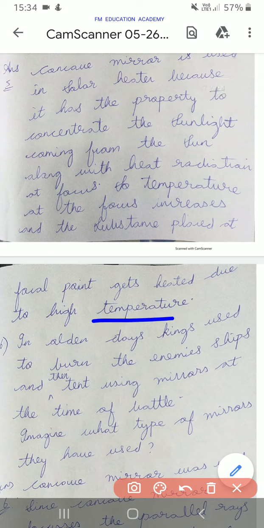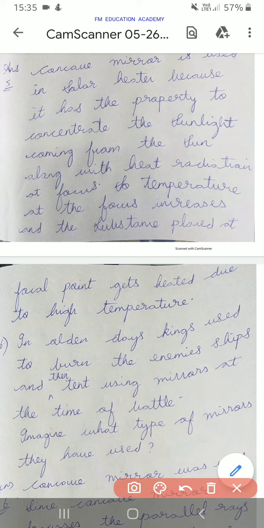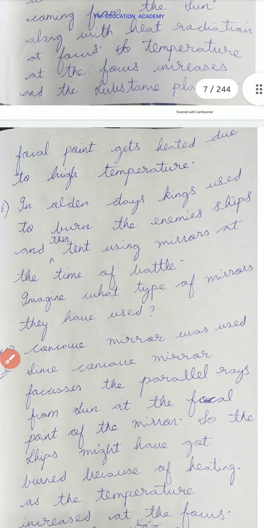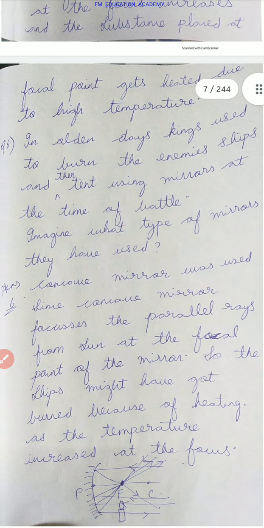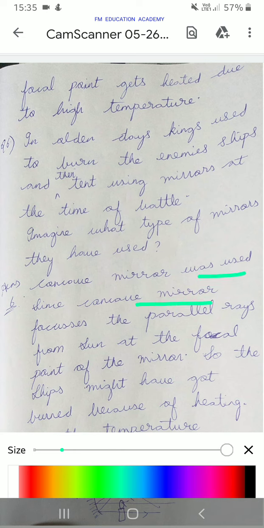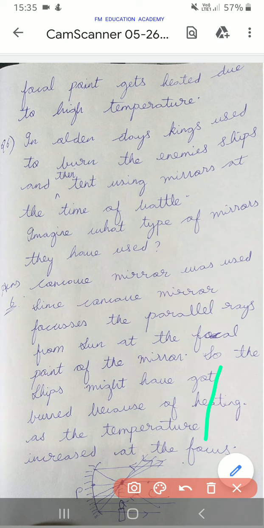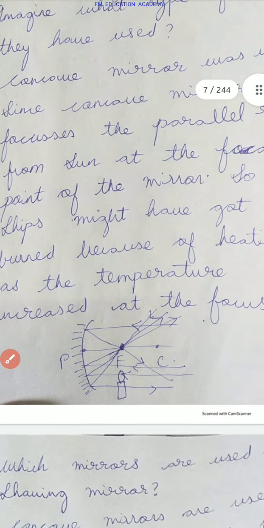Next we have, in olden days, kings used to burn the enemy ships and their tents using mirrors at the time of battle. Imagine what type of mirrors they used and why. Study all these very focusedly, because any one can be asked in the exam. A concave mirror was used, since a concave mirror focuses parallel rays from the sun at the focal point of the mirror, so the ships might have got burned because of heating as the temperature increased at the focus.